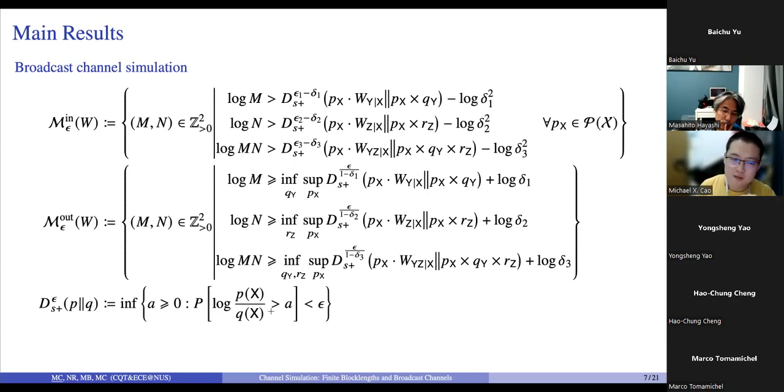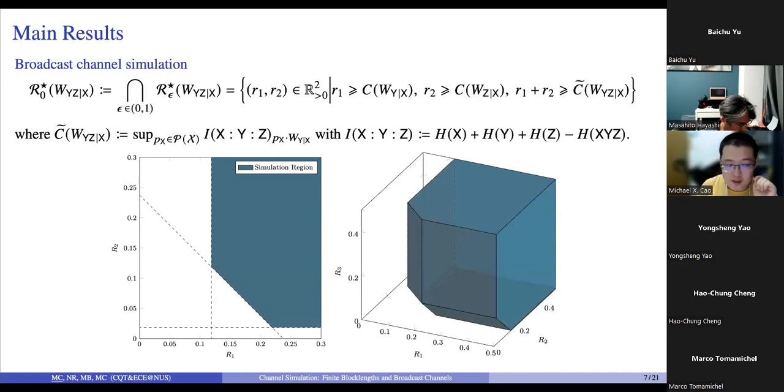We are defining spectrum divergence slightly differently by requiring A to be non-negative. And asymptotically, if you consider simulating n copies of the broadcast channel, then we consider the rate of such simulation and let epsilon, the tolerance, tend to 0. We end up having the simulation rate region.